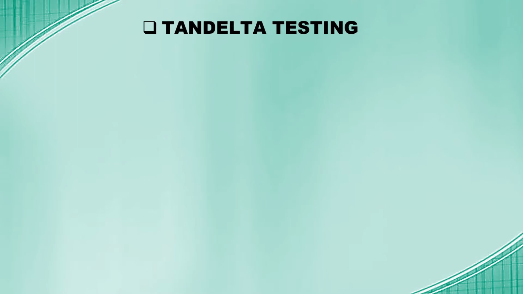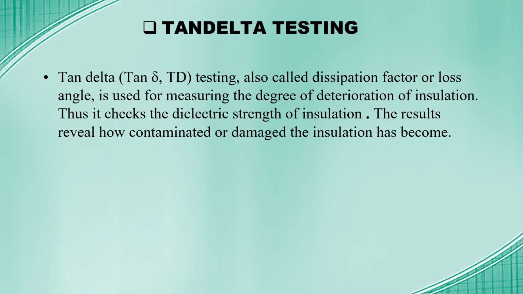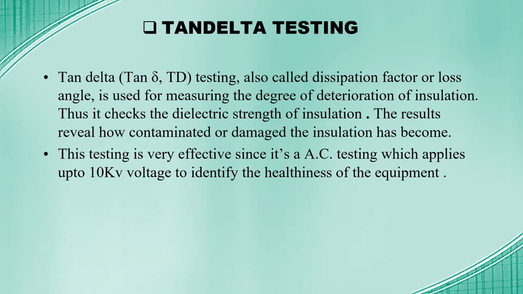Tan delta testing on any electrical equipment is to measure the degree of deterioration of insulation. Thus, it checks the dielectric strength of insulation. Its result reveals how contaminated or damaged the insulation has become. Tan delta testing is a very effective testing because it's an AC testing. It applies voltage up to 10 kV to identify the healthiness of the equipment.